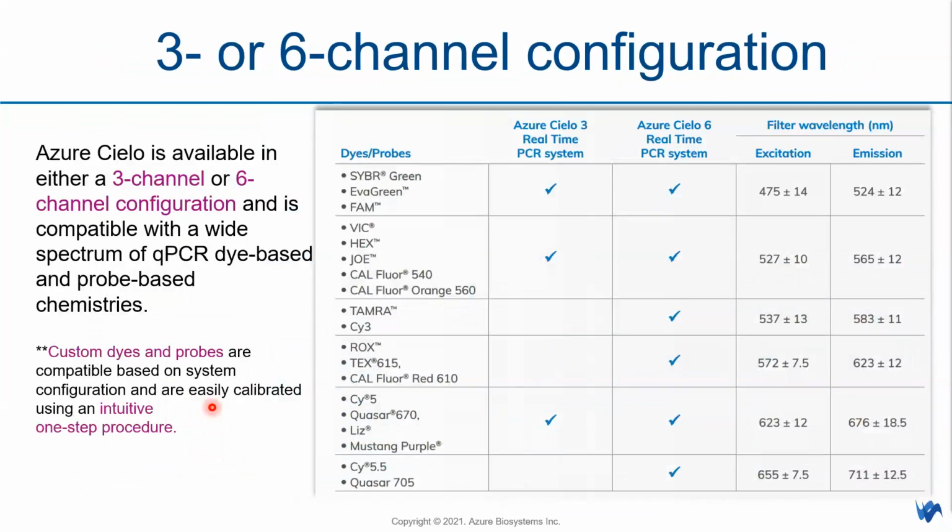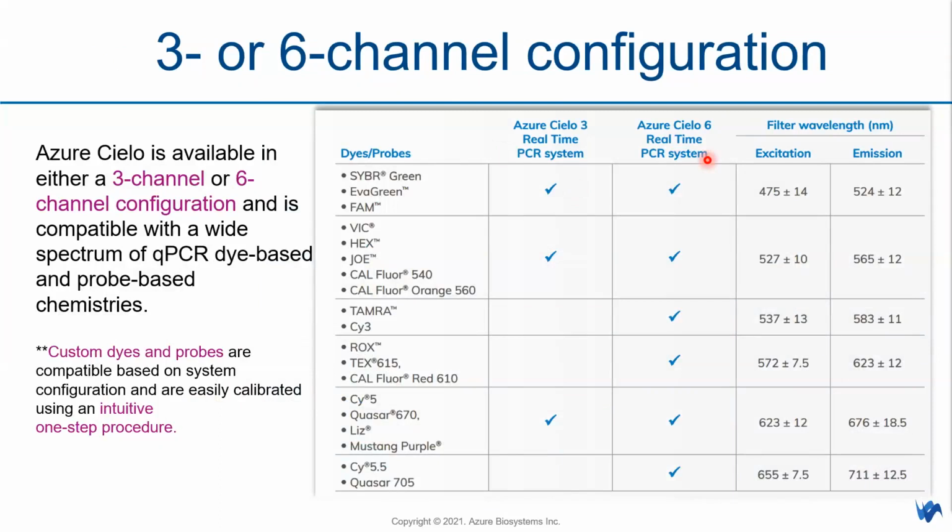Azure Cielo Real-Time PCR systems come with two configurations. We have Cielo 3 and Cielo 6. The 3 stands for you can do up to 3-plex multiplex in a single reaction or single well. In Cielo 6, you can do up to 6-plex reaction in a single well.